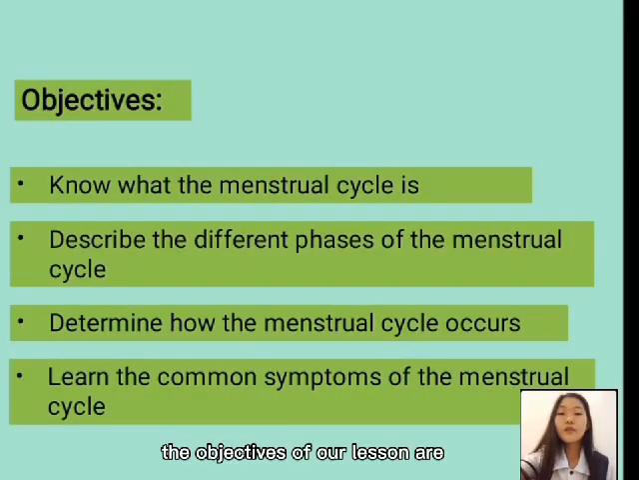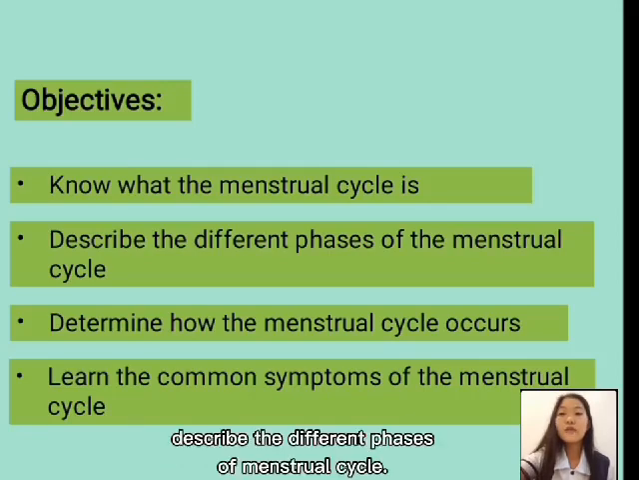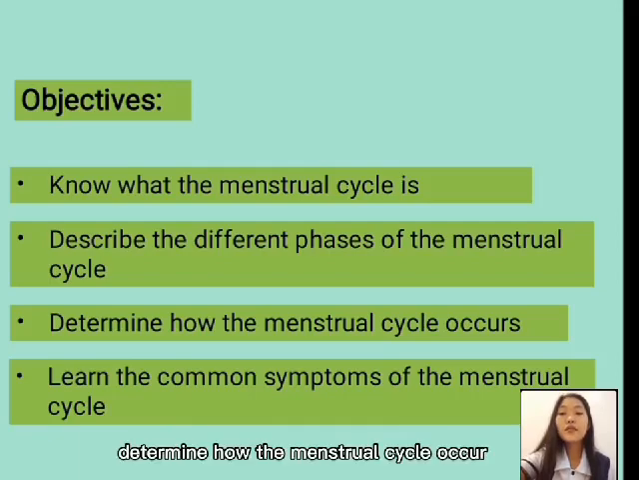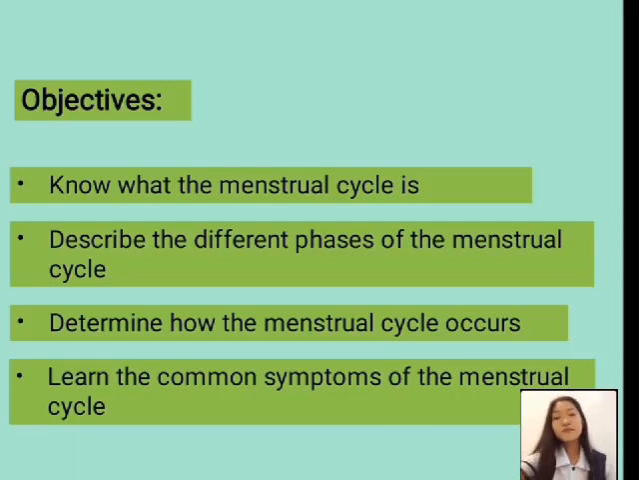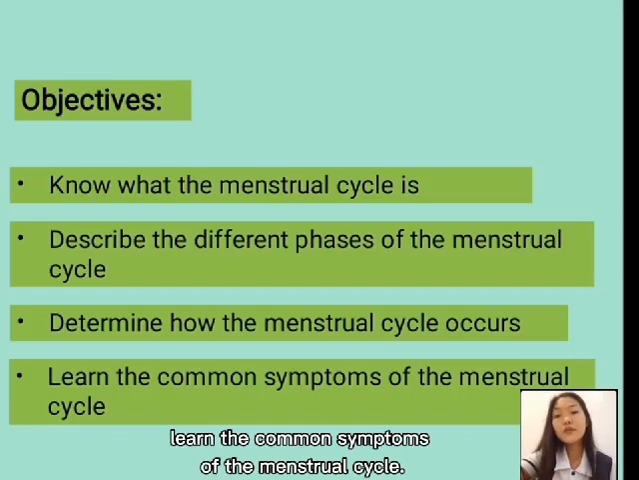The objectives of our lesson are: know what the menstrual cycle is, describe the different phases of the menstrual cycle, determine how the menstrual cycle occurs, and lastly, learn the common symptoms of the menstrual cycle.